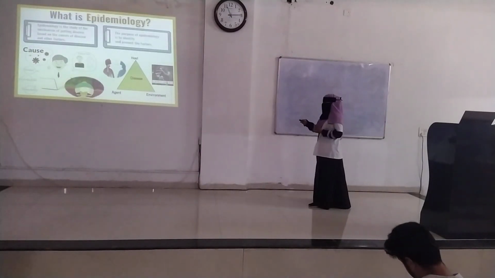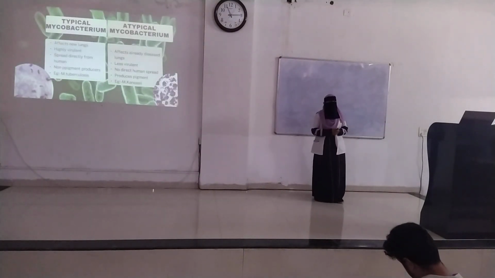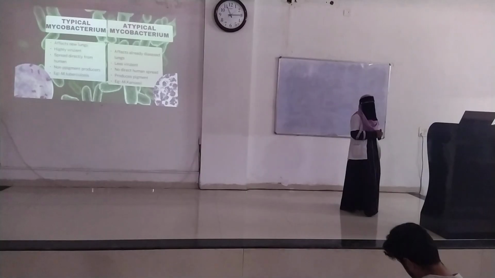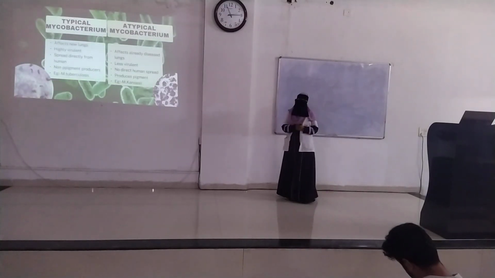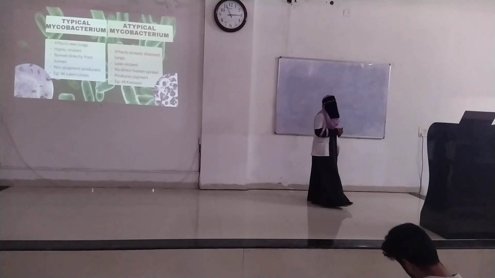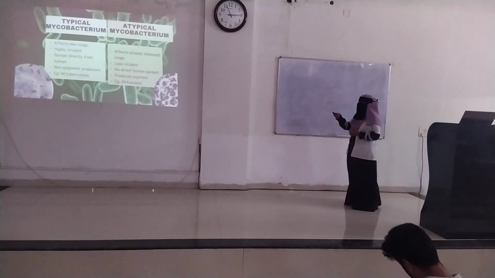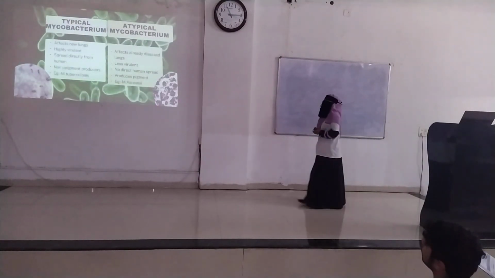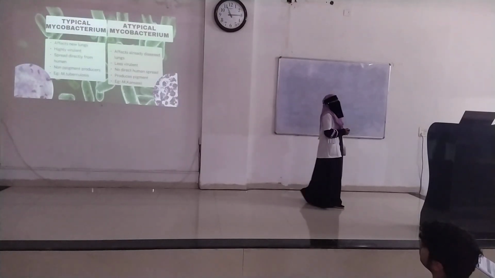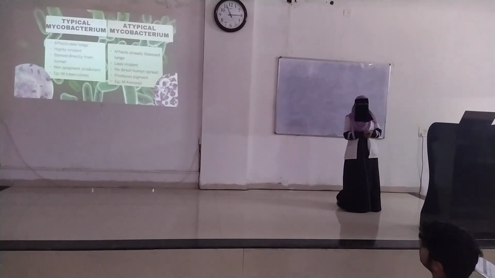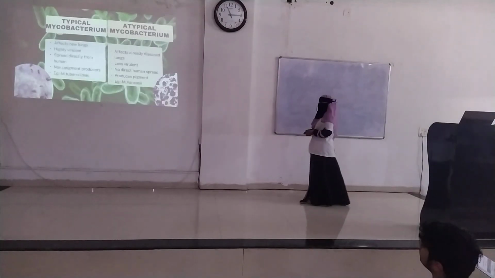Then we have the agent. As we know, tuberculosis is caused by Mycobacterium tuberculosis, which is a facultative intracellular acid-fast bacterium, and it belongs to the typical Mycobacteria. We also have a class known as atypical Mycobacteria. The typical Mycobacteria affect new lungs, whereas atypical ones infect already diseased lungs, so they are less relevant. Whereas typical ones are highly relevant.